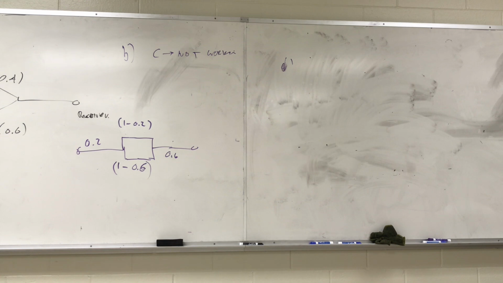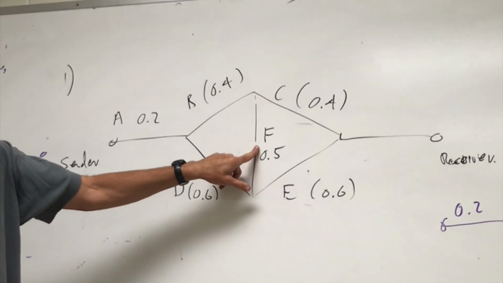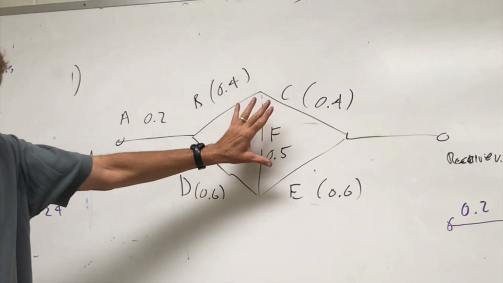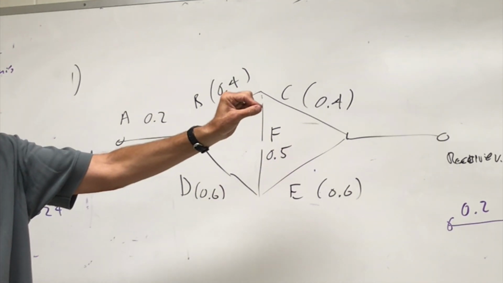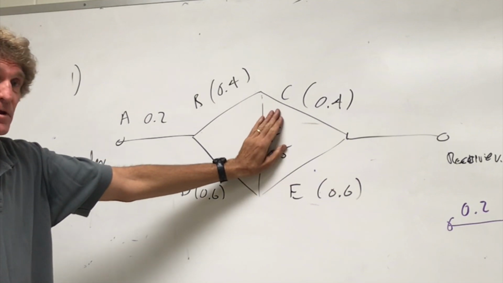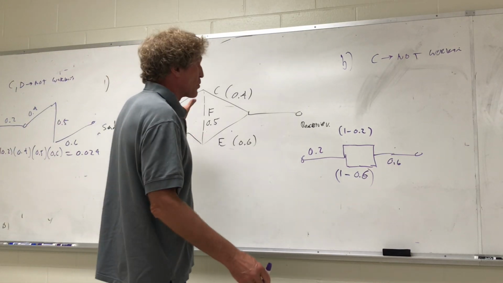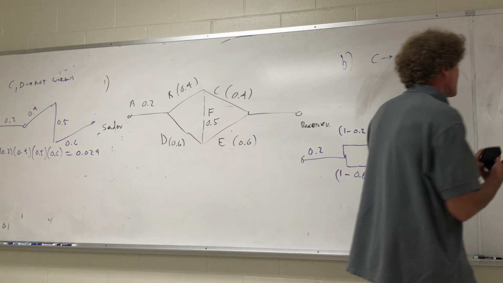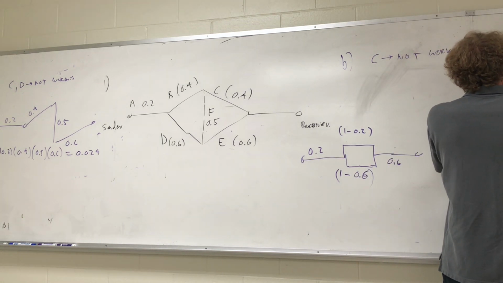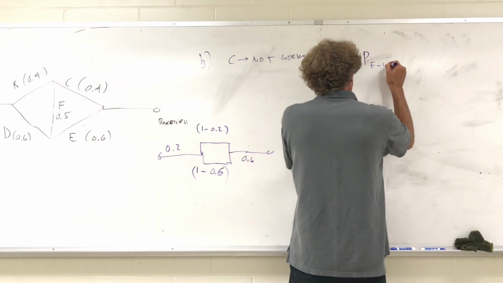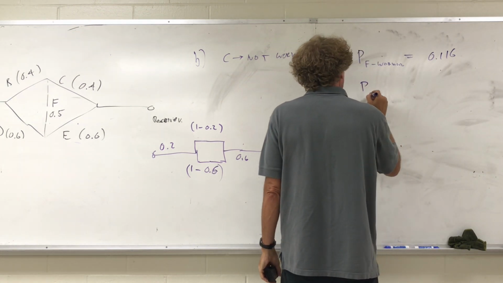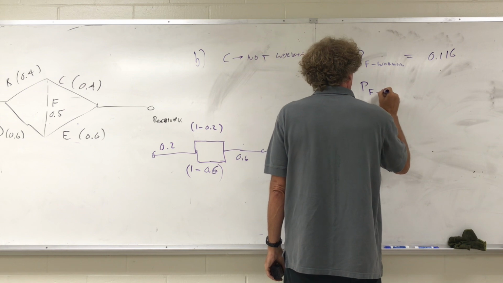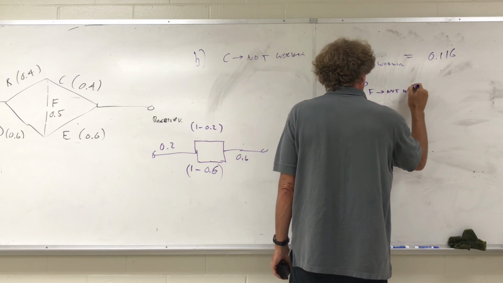What we really know is the key is this middle section, right? So first, we leave the middle section in, and we find the probability if F is working, and then we find the probability of it working if F isn't working. So the probability of it working is part A, I believe. So probability of F working is what? 0.1155. Now the probability of F not working, we don't know. We're going to get it.